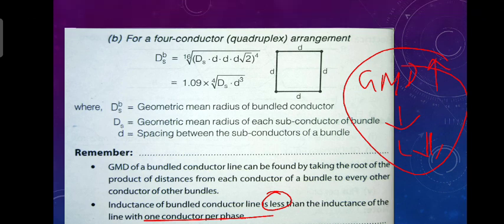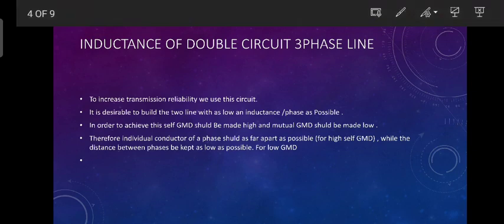Okay, so let's go to the inductance of a double circuit three phase line. Why are we using this? To increase the transmission reliability, we use this circuit. For reliability purposes, we are using this double circuit line of three phase, and it is desirable to build the two lines with low inductance. In the previous slide we have seen low inductance in the bundle conductor, which increases the geometric mean diameter.